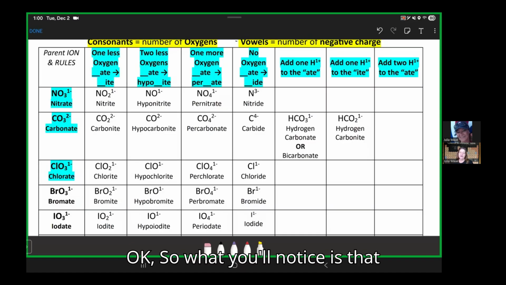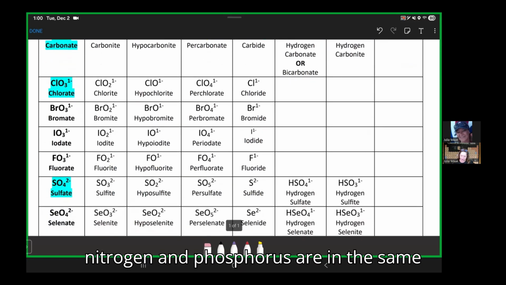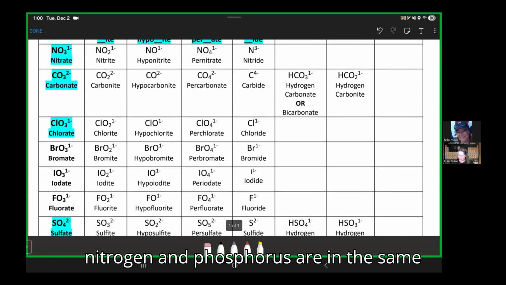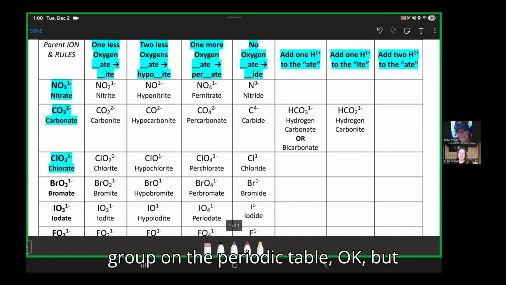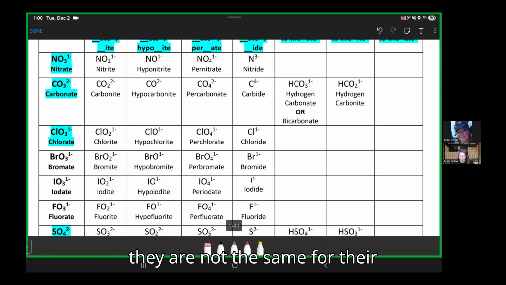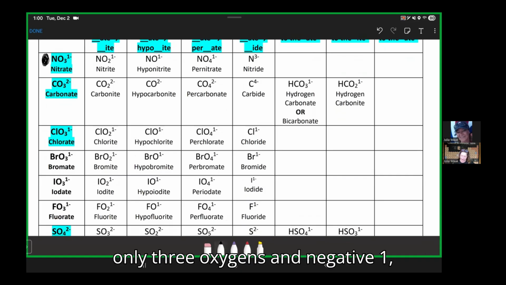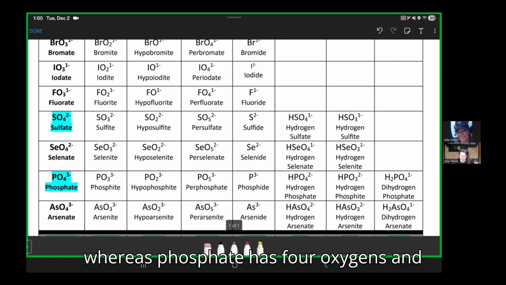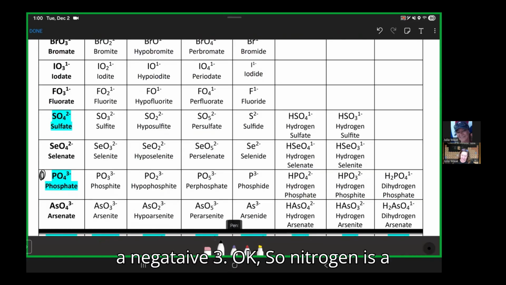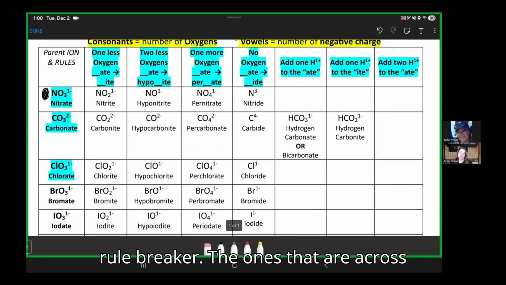Okay, so what you'll notice is that nitrogen and phosphorus are in the same group on the periodic table, okay? But they are not the same for their ions. Nitrate has only 3 oxygens and a negative 1, whereas phosphate has 4 oxygens and a negative 3, okay? So nitrogen is a rule breaker.